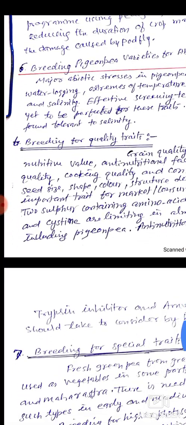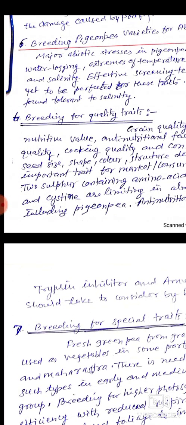Number 6. Breeding pigeonpea varieties for abiotic stresses. Major abiotic stresses in pigeonpea are drought, waterlogging, extremes of temperature, frost injury, and salinity. Effective screening techniques have yet to be perfected for these traits. ICPL 227 is found to be tolerant to salinity.